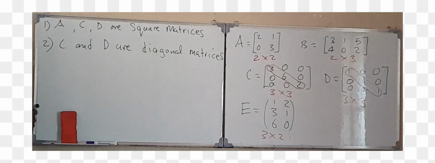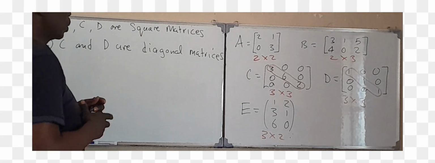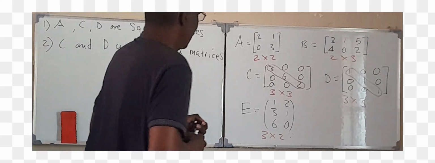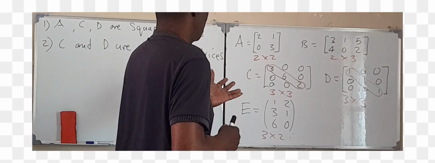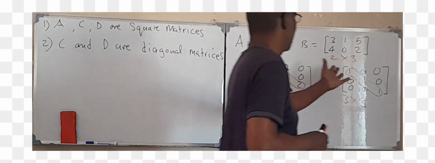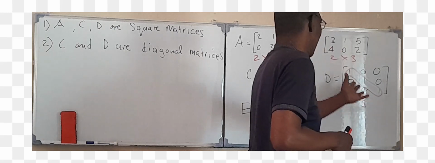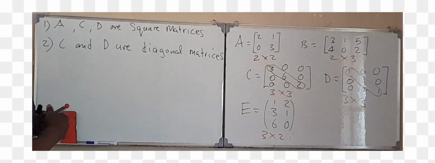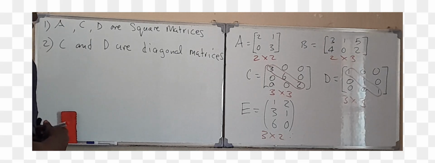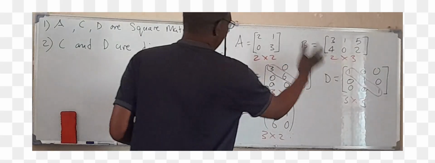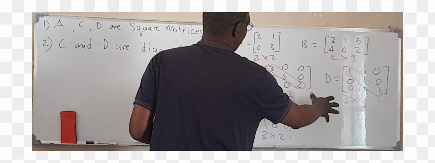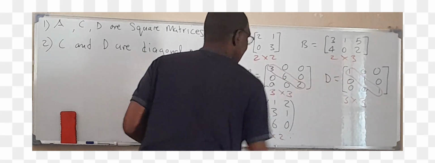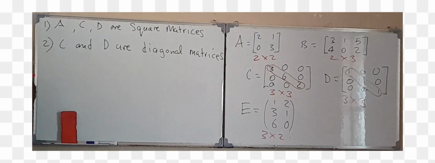Okay, let's look a little further down again. Let's look at matrix D. Yes, it's a diagonal matrix, but it's special because all the elements in the main diagonal are 1. Such a matrix is called an identity matrix. So matrix D, apart from being just a diagonal matrix, is a special type of diagonal matrix called an identity matrix.